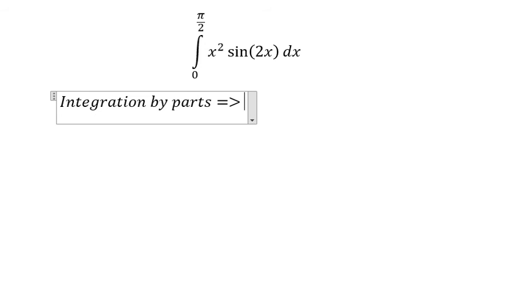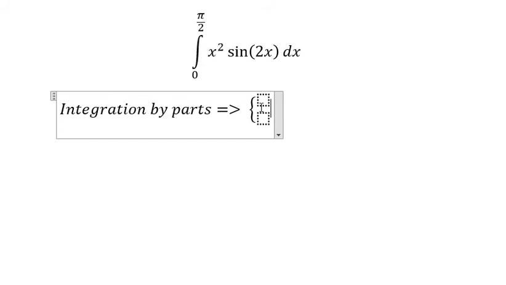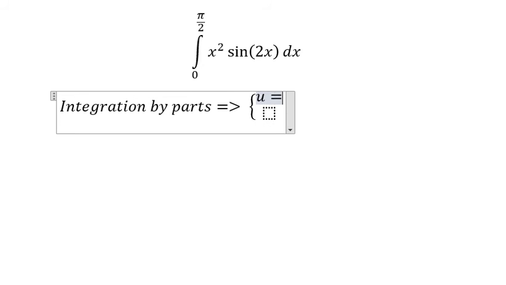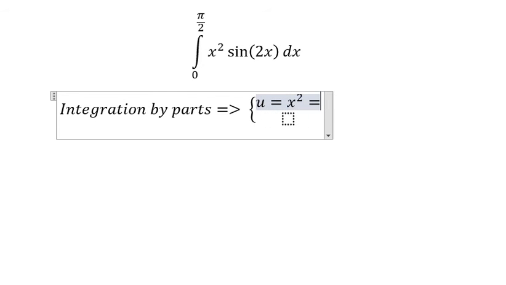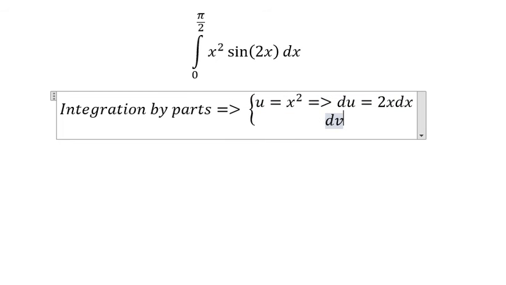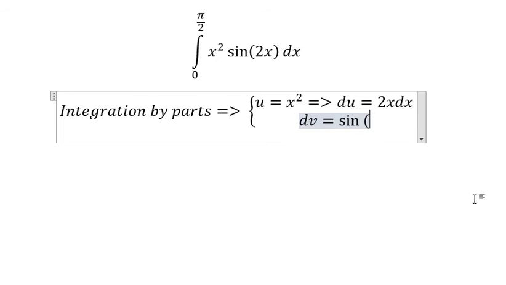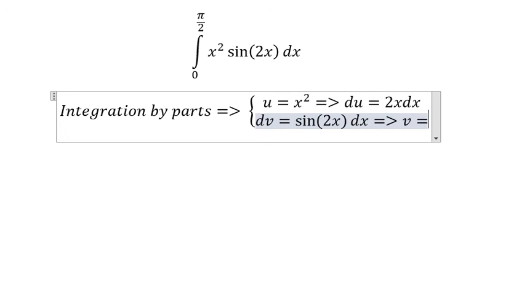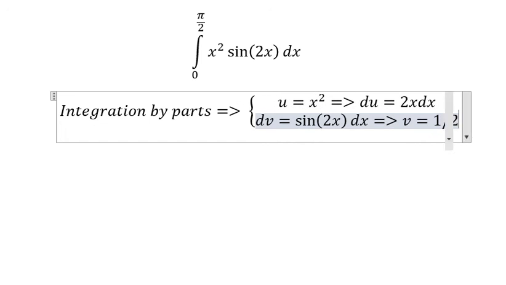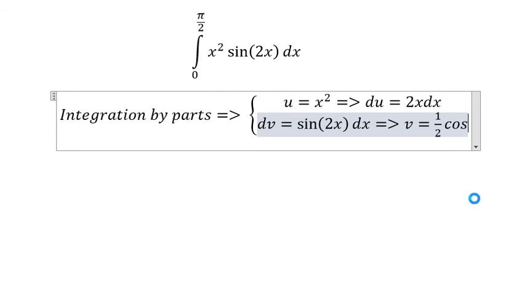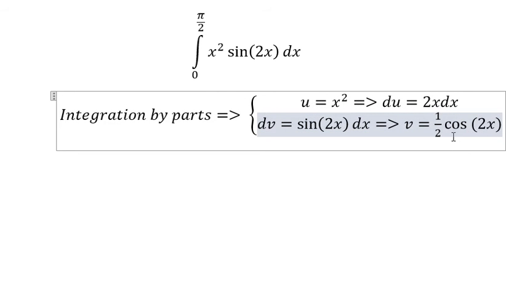So we have u and dv. U is s squared. So we will get du equals 2s ds, dv equals sine 2s ds. So we can get v equals 1 over 2 cosine 2s, and because it is cosine we need to put the negative.